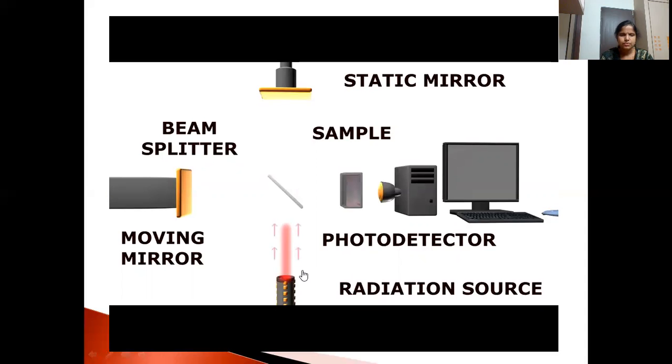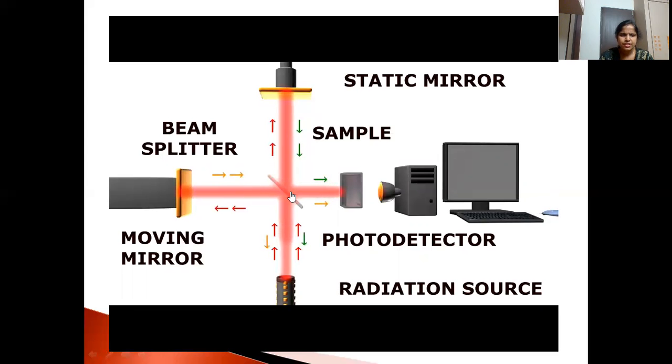Then the rays fall onto the beam splitter first, so the beam is split into two parts. One moves towards the moving mirror, the other towards the static mirror, and then each is reflected back, as you can see with the reverse arrow marks. When reflected, one beam goes back to the radiation source, the other passes through the sample, is transmitted out, detected, and then we get the interferogram.